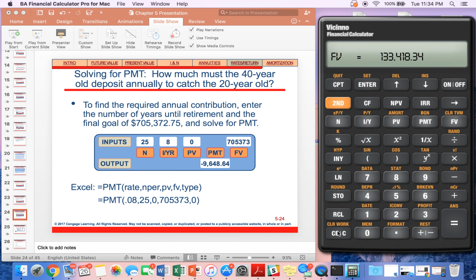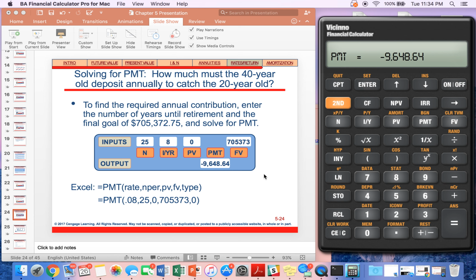So we'll clear out our calculator. We're going to plug in 25 for the N. We'll plug in 8% for the I/Y, 0 for the PV. She doesn't have any money today. We're going to skip over her payment because that's what we're solving for. And we're going to plug in the future value, which was the 20-year-old's retirement account balance, for our future value. And then we're going to compute for the payment.